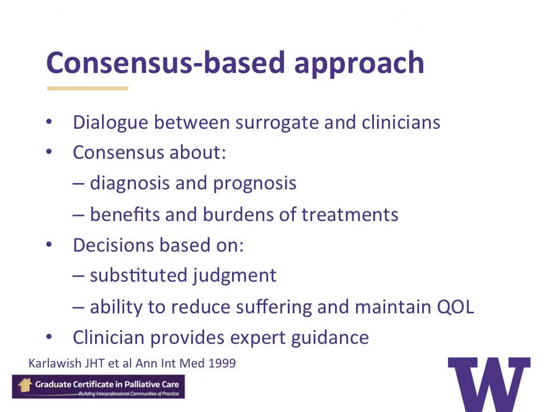Karlowich and colleagues described an approach to working with surrogates of seriously ill patients that combines the facilitative and collaborative approaches. They conceptualize this as a dialogue between the surrogate and clinicians. The goal is to reach consensus about the diagnosis and prognosis and the benefits and burdens of treatment options. The clinician helps the surrogate make decisions based on substituted judgment and/or the likelihood that a given option will help reduce suffering and/or maintain quality of life. This is the model that most of us strive for.